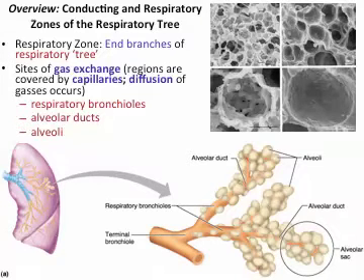And then this is a scanning electron micrograph of alveoli in the top left, terminal bronchioles in the upper right, and then respiratory bronchioles in the lower left. And then on the right is just an alveolus.